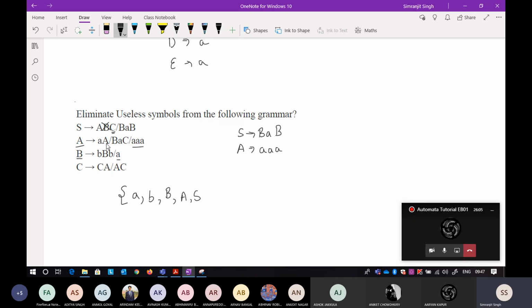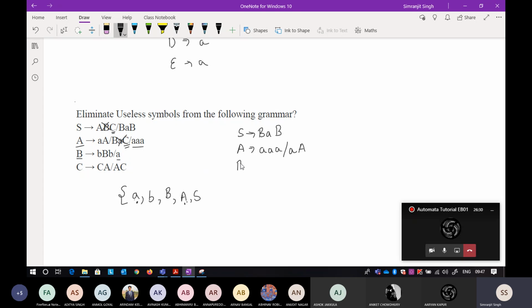So A followed by a big A, followed by a big A, that is fine. So this is because it is a combination of useful symbols, small a and a big A. So you can write this A followed by a and then BAC, but C is not a part of this. So you can directly eliminate this part, and the left hand side is already included in the set. So there is no need. So you can stop here, and these are your useful symbols.